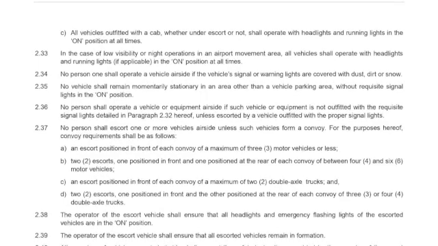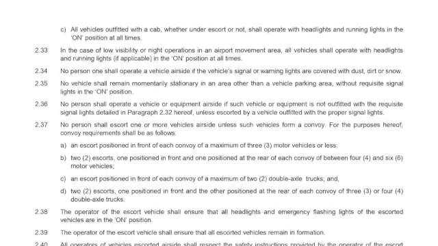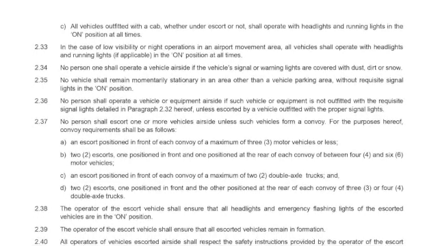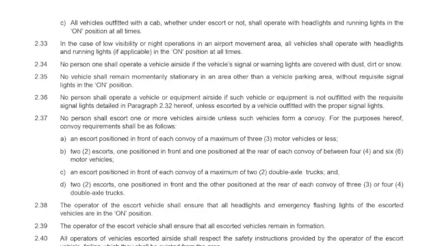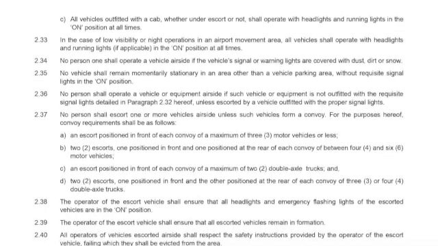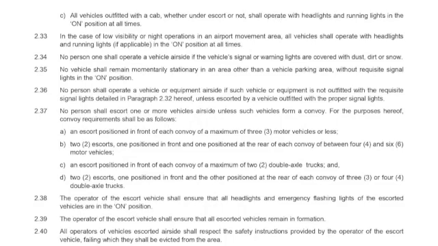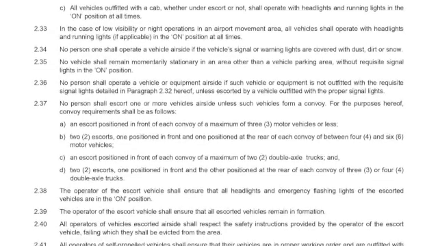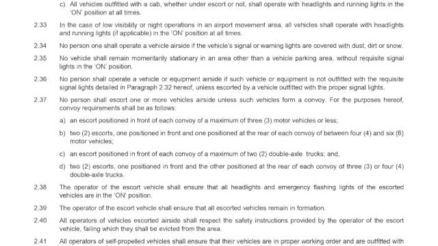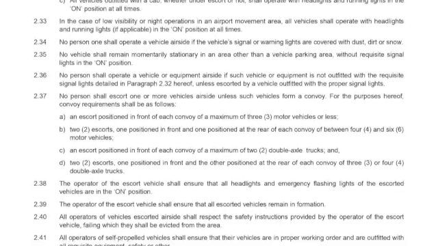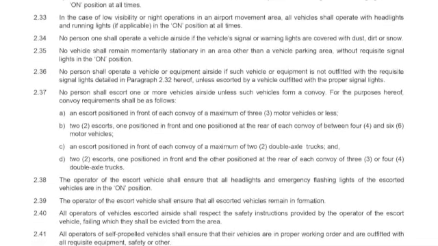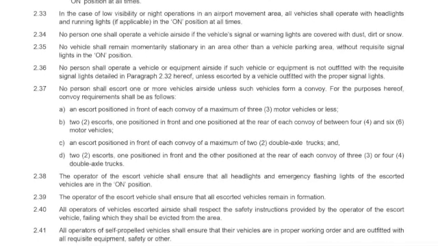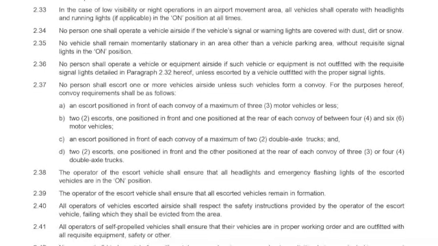36. No person shall operate a vehicle or equipment airside if such vehicle or equipment is not outfitted with the requisite signal lights detailed in paragraph 2.32 hereof, unless escorted by a vehicle outfitted with the proper signal lights. 37. No person shall escort one or more vehicles airside unless such vehicles form a convoy. For the purposes hereof, convoy requirements shall be as follows: a.